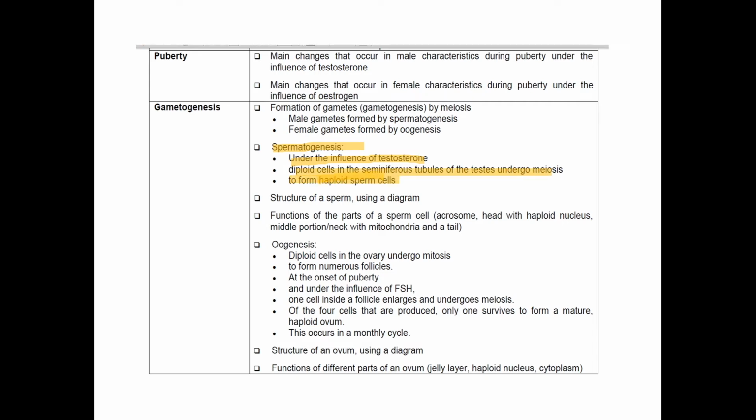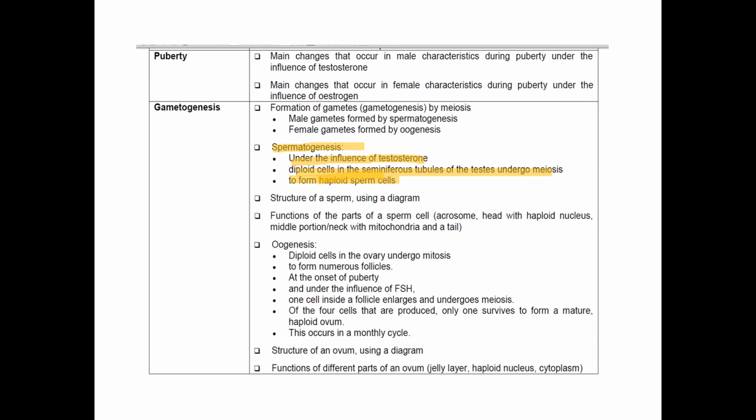And then I would definitely please learn spermatogenesis from this exam guidelines. Highlight it. So, spermatogenesis, under the influence of testosterone, the diploid cells in the seminiferous tubules of the testes undergo meiosis to form haploid sperm cells. Highlight it, learn it from the exam guidelines. This is all you could be tested.